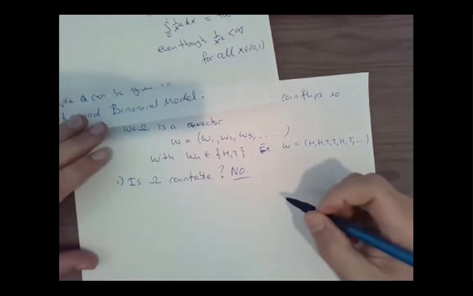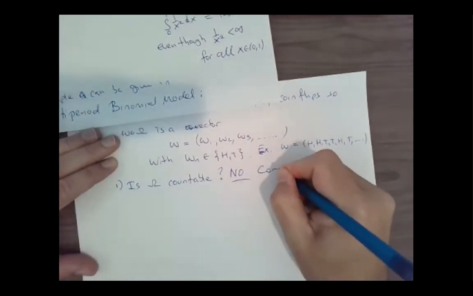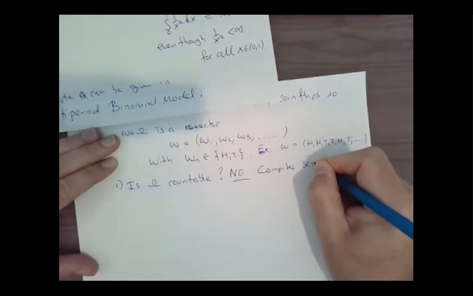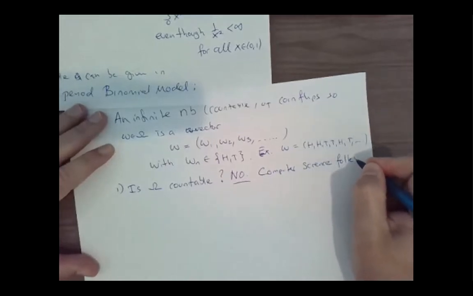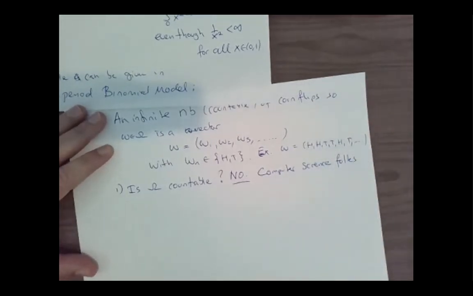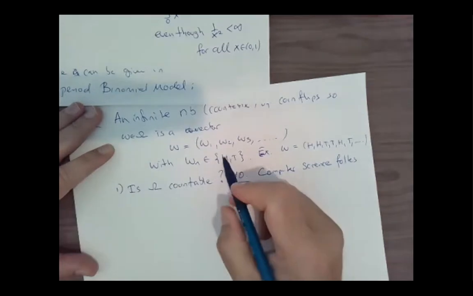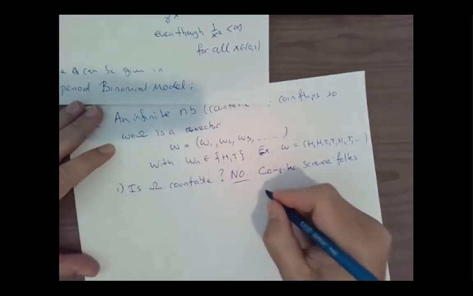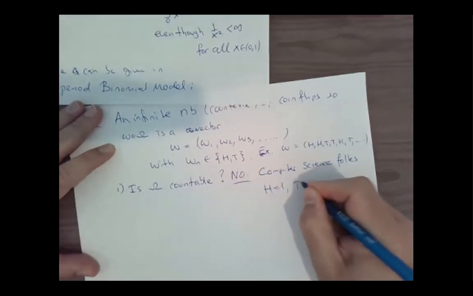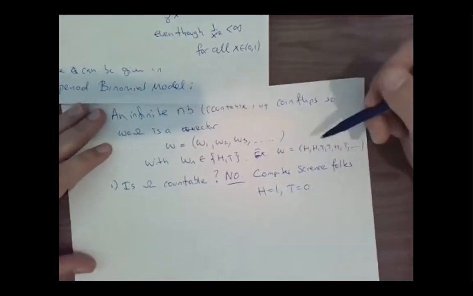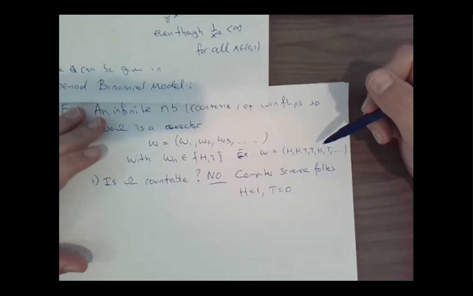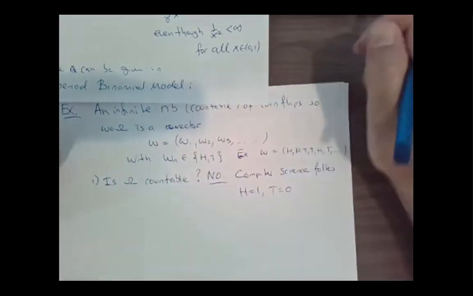Maybe if you were a computer scientist, the computer science folks, including my wife, like these heads and tails not to be heads and tails, but they like heads to be 1 and they like tails to be 0. So then we're looking at vectors that are infinitely long and have zeros and ones in them.